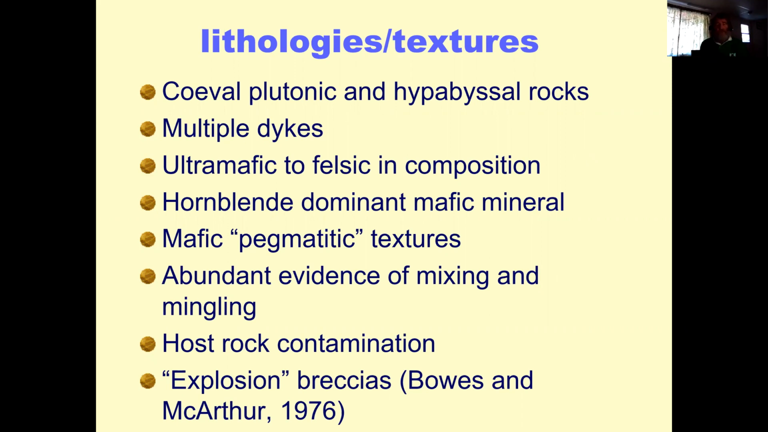But even inside these small plutons, there are actually multiple dikes. They may be blobs on a map, but there's a lot of internal division in them. They range from ultramafic to felsic in composition, so the whole spectrum of igneous petrology, really. Hornblende is the dominant mineral, as I discussed before. There's a lot of evidence of a very water-rich system, pegmatitic textures and the like, and lots of evidence for mixing and mingling of coeval magmas of different compositions. It's a juicy system, so there's a lot of evidence of host rock contamination. I'd say water is an important theme here.